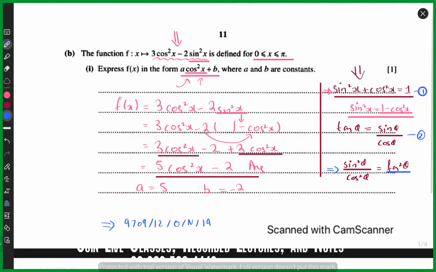Okay, Miss. Miss, I understood how tan theta is equal to sine theta divided by cos theta. It's like you draw a triangle. The opposite one is sine theta and the adjacent one is cos theta. And then we use the formula of tan, opposite divided by adjacent. And then instead of writing opposite divided by adjacent, we write sine theta divided by cos theta. Very good. Miss, what about sine squared x plus cos squared x is equal to 1?